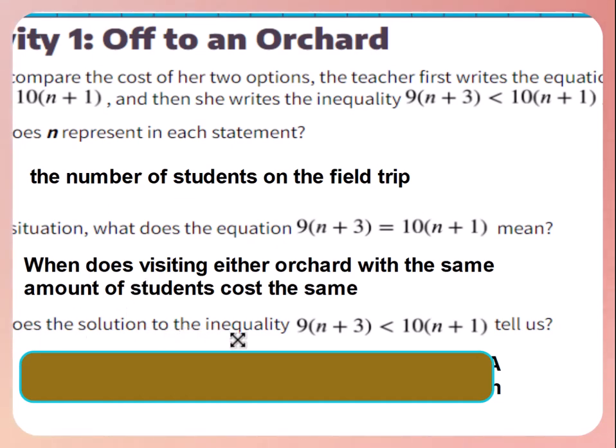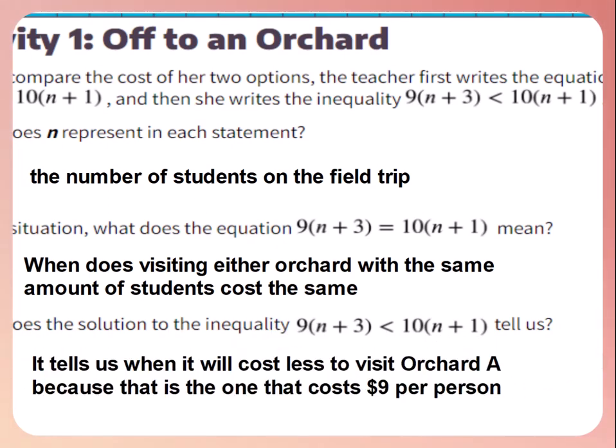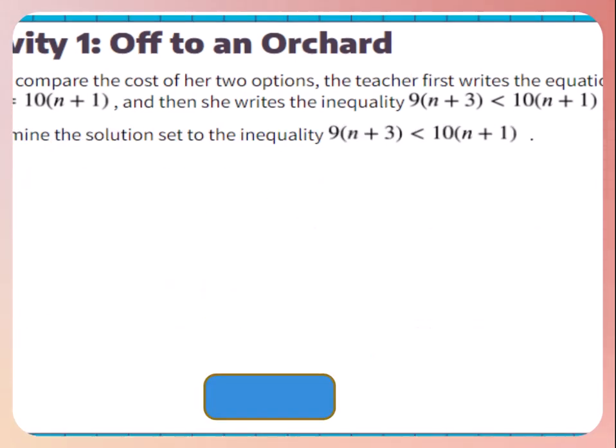What does the solution to the inequality 9 times n plus 3 less than 10 times n plus 1 tell us? It tells us when it will cost less to visit Orchard A, because that's the one that costs $9 per person. Okay, so whatever we get here, if we substitute in a number here like we compared on the tables, it's going to tell us when it costs less to visit Orchard A.